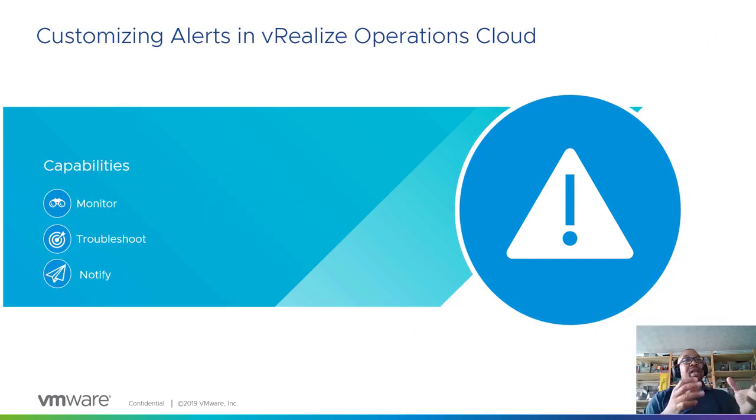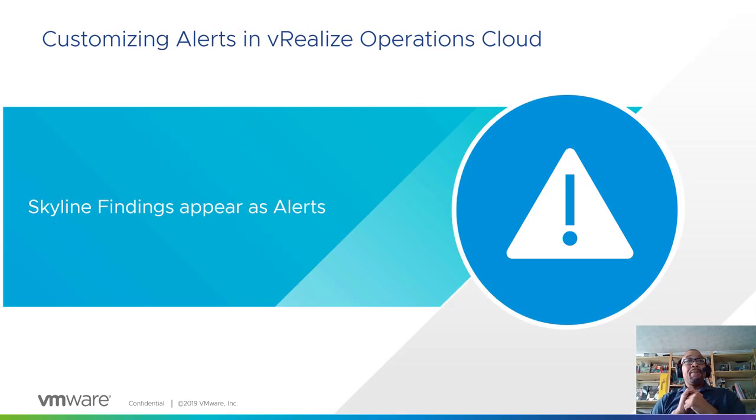As you know, both Skyline and vRealize Operations Cloud help you monitor and troubleshoot potential issues related to the health of the environments that you manage. And a big part of that management process uses findings from Skyline and alerts within vRealize Operations Cloud. And as you saw earlier, Skyline's management pack for vRealize Operations Cloud can help you streamline that process. But at the end of the day, that's still a lot of alerts, right?